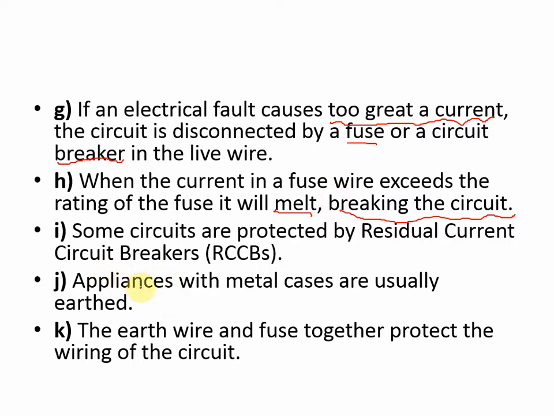Anything with a metal case is usually earthed, because if it wasn't, then there's a chance of an electric shock. So if here's a metal case, the earth wire runs off the metal case and down to ground. If the live wire comes loose and touches it like so, then the metal case does not become live and protects you from electric shock. The earth wire and the fuse protect the wiring of the circuit, just like I've discussed.